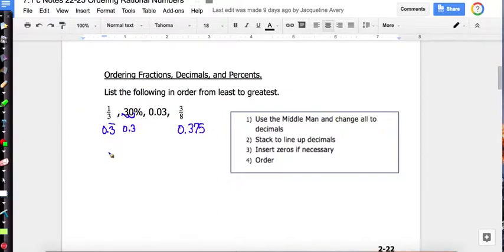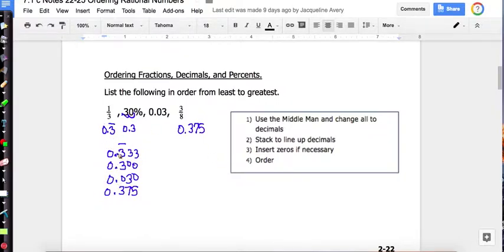Okay, now we're going to stack these up. So I'm going to come down here and go in order that I just converted them. So 0.3 repeating, 0 and 3/10, 0 and 3/100, and 0 and 375 thousandths. Now I'm going to drop a 0 here, so it has 3. I need to drop 2 zeros here, so it has 3. And here, I'm not going to drop zeros, I'm going to drop 3s because it's repeating. Now they all begin with a 0.